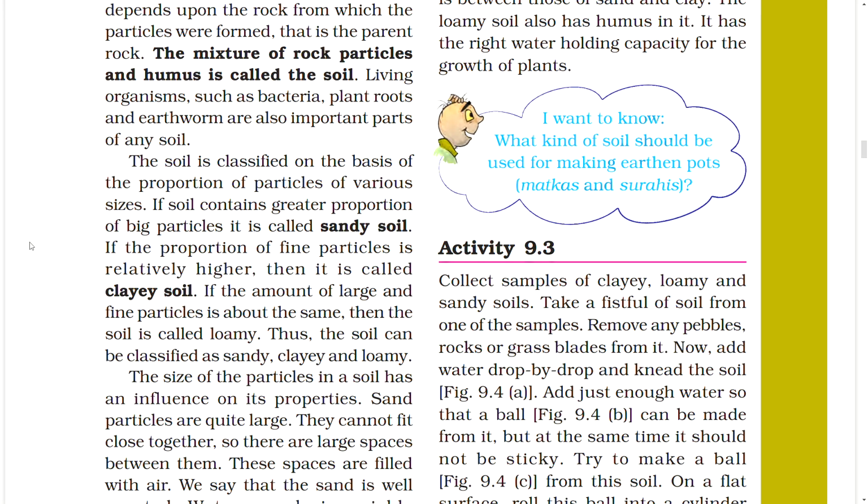The soil is classified on the basis of the proportion of particles of various sizes. If soil contains a greater proportion of big particles, it is called sandy soil. If the proportion of fine particles is relatively higher, then it is called clay soil. If the amount of large and fine particles is about the same, then the soil is called loamy. Thus, the soil can be classified as sandy, clay, and loamy.